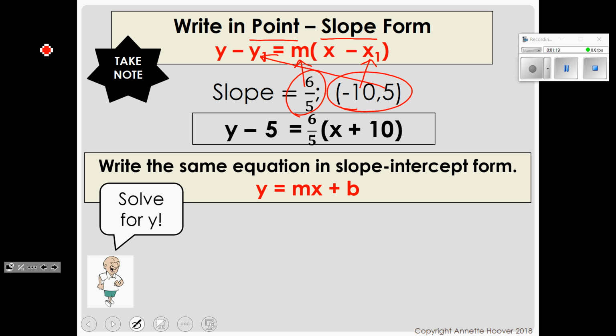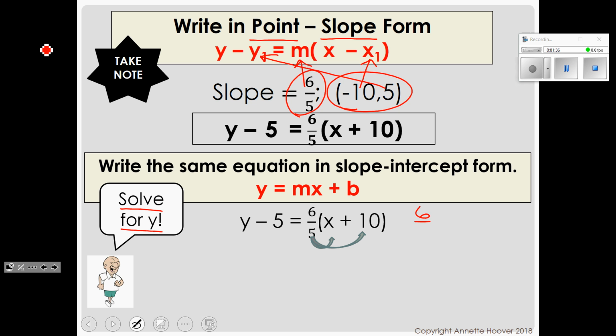Now we're going to take it one step farther, and we're going to convert this into slope-intercept form, which is basically solving for y. You want y by itself. This is y equals mx plus b. To do that, first we're going to take our equation and do the distributive property. So we're going to multiply 6/5 times x, and we're going to multiply 6/5 times 10.